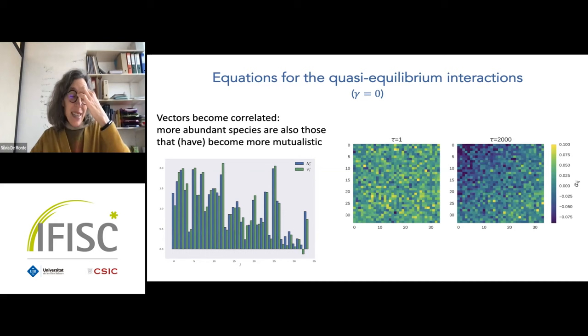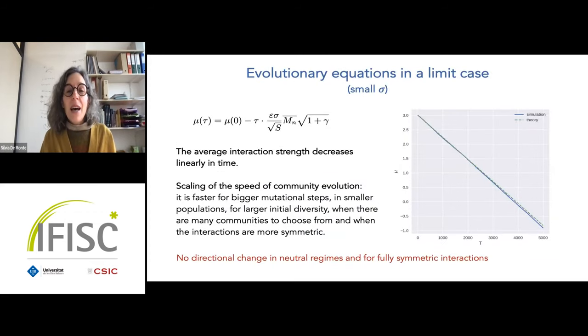This equation is impossible for us to resolve in general, but it can be solved in one specific case that allows us to capture, basically in a nutshell, all the previously discussed phenomena. First of all, the fact that the average decreases linearly in time.